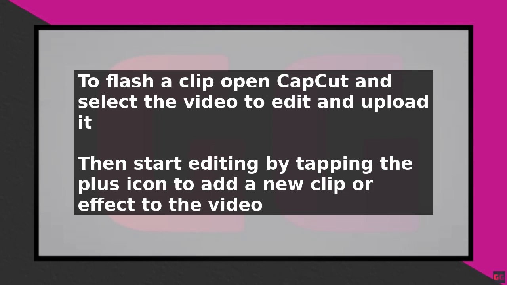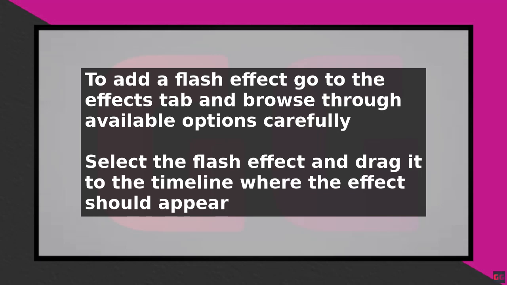To customize the flash effect, tap on the effect in the timeline and adjust the settings as needed. You can change the color, intensity, and speed of the flash effect to suit your video. You can also add multiple flash effects to your video by repeating the process.